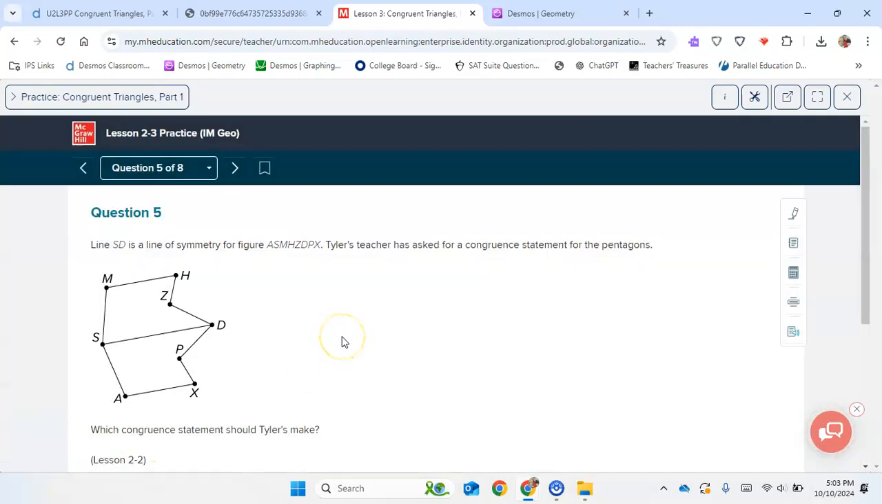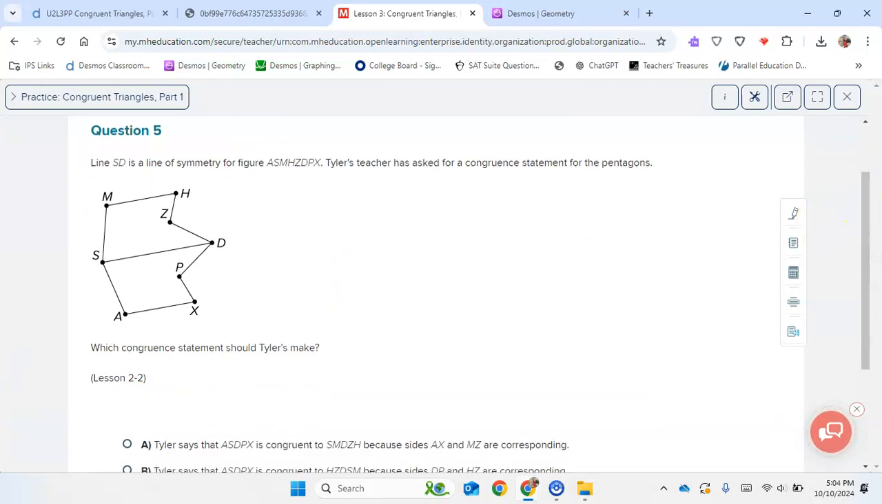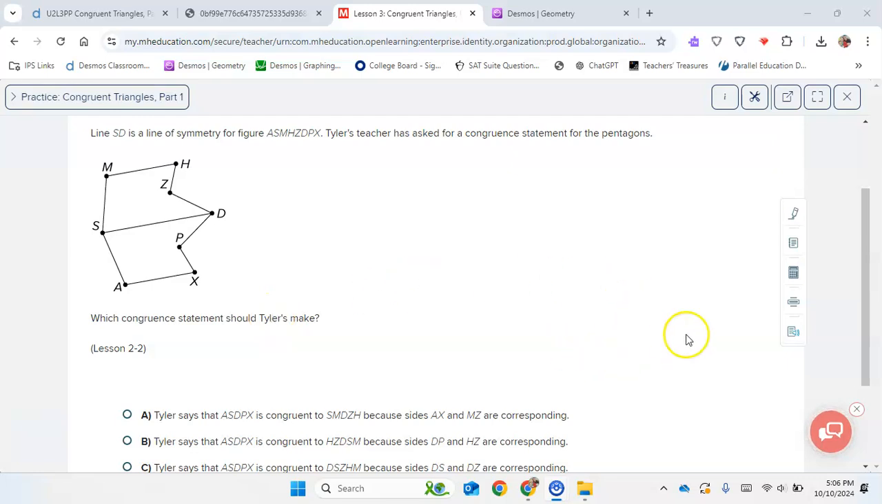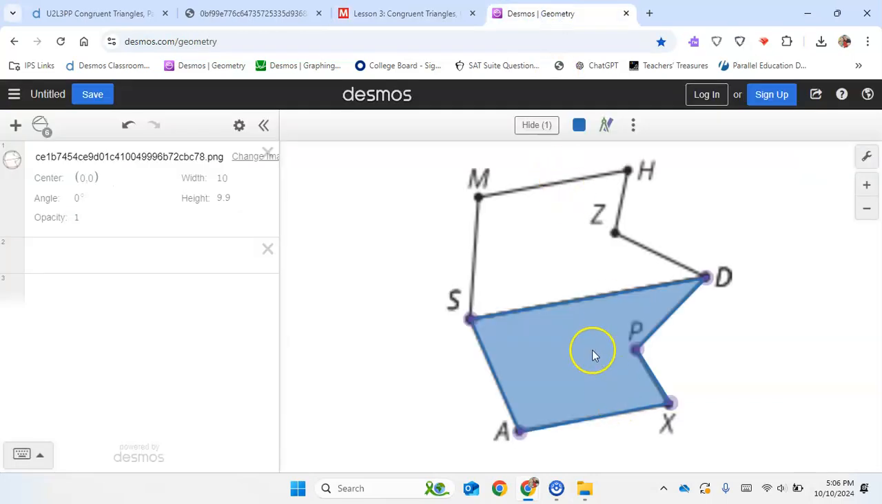Question 5. Line SD is a line of symmetry for figure ASMHZDPX. Tyler's teacher has asked for a congruent statement for the pentagons. Which congruent statement should Tyler make? Reflect this over segment SD.